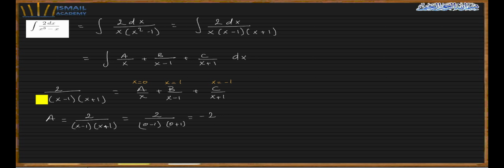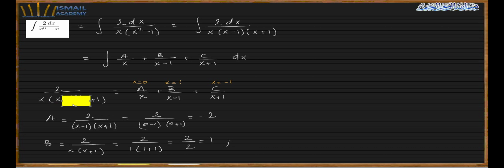I do the same thing for b. So I hide x minus 1, and this will be my expression for b. So b will be 2 over x times x plus 1, and I substitute x by the zero of b, which is going to be 2 over 1 times 1 plus 1. So here I will have 2 over 2, which is 1. And I do the same thing for c. I just need to move this one here, and this is going to be my expression for c. So c will be 2 over x times x minus 1, and I substitute x by minus 1, so it's going to be 2 over minus 1 times minus 1 minus 1. Here minus 1 minus 1 is minus 2, and minus 1 times minus 2 is 2, so it's going to be 2 over 2, which is 1.